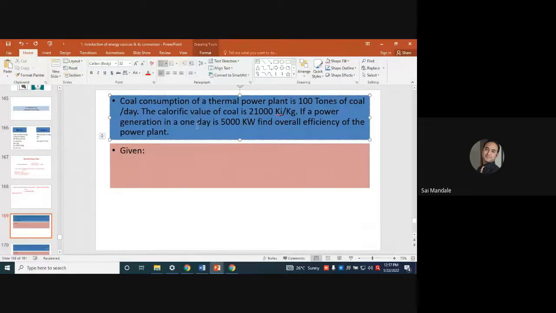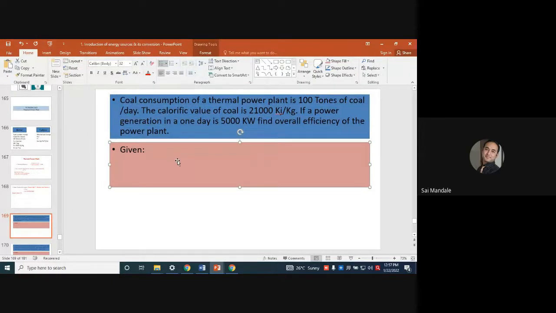I'm repeating the question. Try to understand it. The coal consumption of a thermal power plant is 100 ton of coal per day. So 100 ton per day. What is given to us? We are going to separate out the given terms. What is given to us?